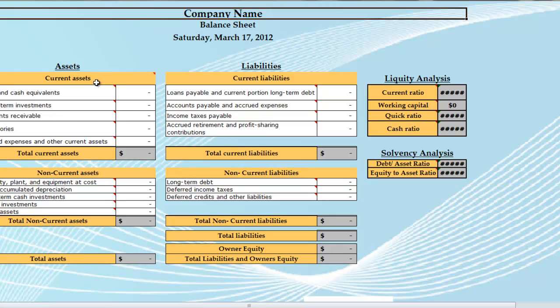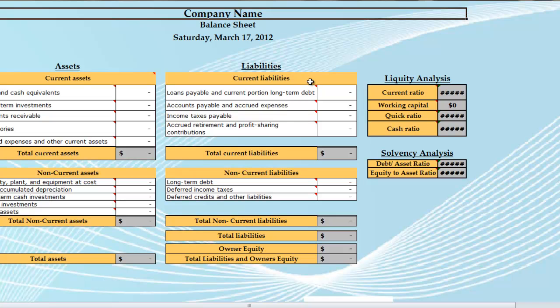And so your current assets are anything you will receive within the next 12 months. Your non-current assets are any assets that are long-term assets, such as investments, properties, and stuff that you're not going to touch for a long time. What defines current is anything within the next 12 months, and non-current is greater than 12 months.